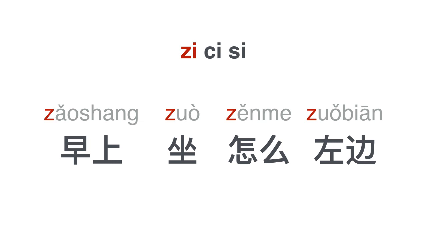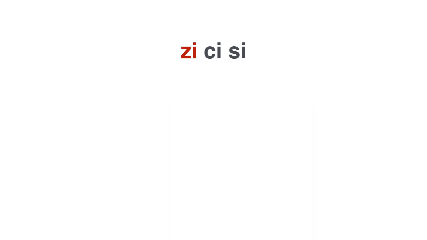And here's some examples of the Z sound. The word for morning is 早上. And the word for to sit is 坐. You can almost imagine a DSUO, 坐, right? But it's spelled ZUO. And the word for how is 怎么. And the word for left is 左边. So the letter Z is pronounced like Z in kids.